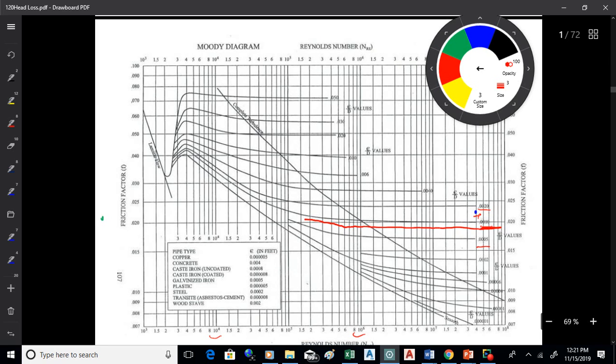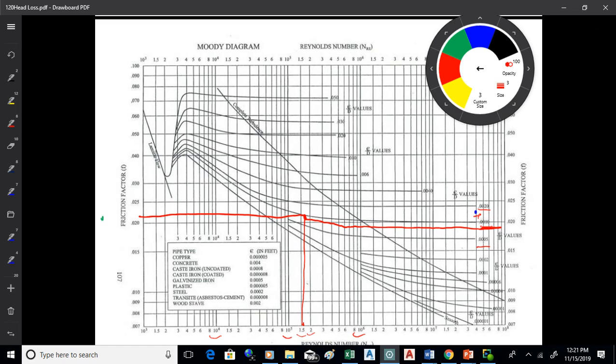Now I've also got that Reynolds number, which is 1.62 times 10 to the 5th. So that's right about in here. Here's 10 to the 5th, there's 1.5 times 10 to the 5th, there's 2 times 10 to the 5th. So I'll pick that number up and intersect. I'm going to find the intersection of these two points, and then take that directly to the right. That's how I get that friction factor.